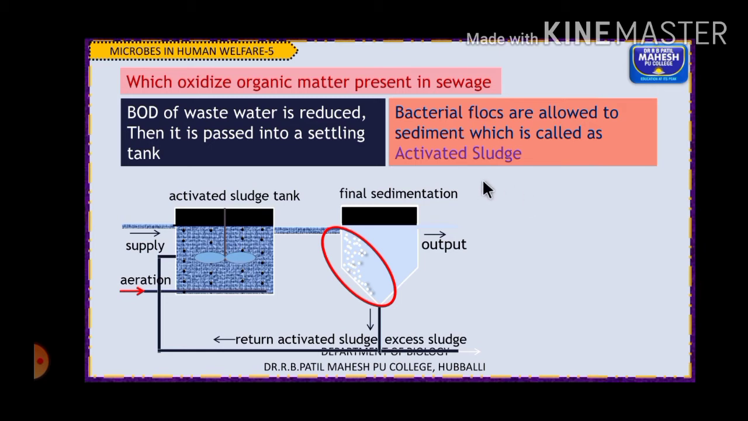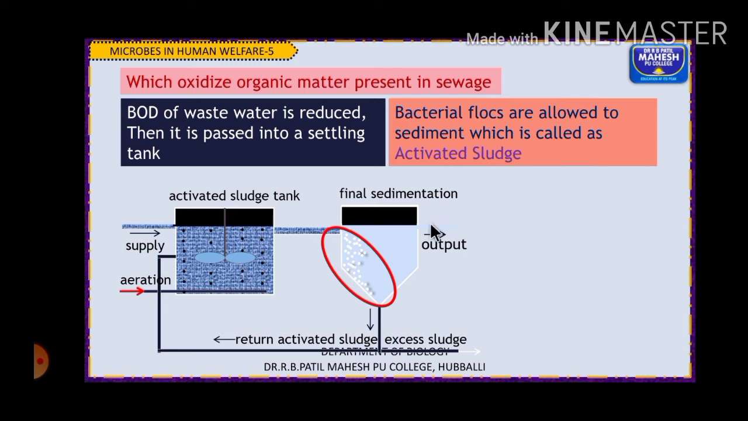So here this activated sludge, which consists of those flocs, is taken back. Some part of it is put back into the aeration tank. That acts like the activated sludge. So this is pumped back, as I told you. So this acts like the inoculum, right?